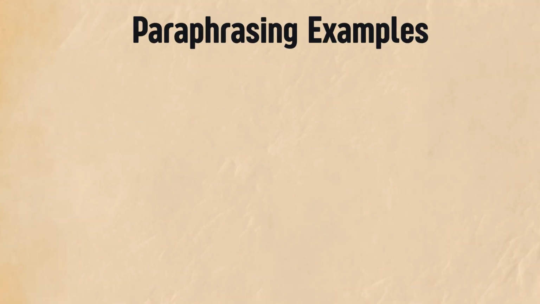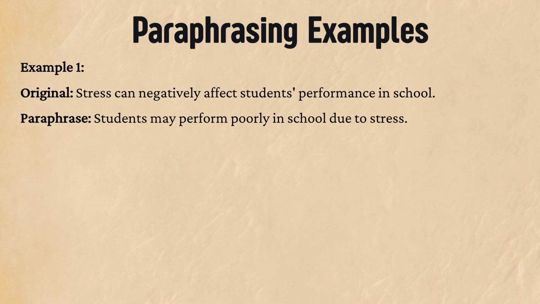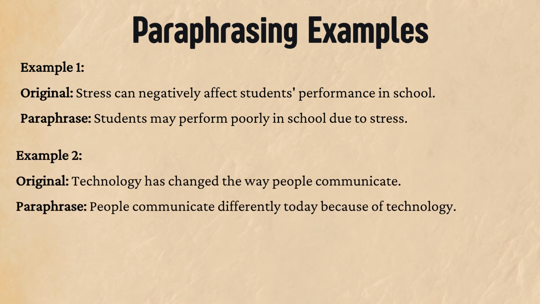Take a look at some examples. Here is example 1. The original text says, stress can negatively affect students' performance in school. This is the original sentence which you got from a book, newspaper, magazine, or internet. You want to include this in your project report. So you need to paraphrase instead of directly copying. So how can you paraphrase it? You can start from a different part of the sentence and first start with students. Students may perform poorly in school due to stress. Here you are starting from a different part of the sentence and also making some changes.